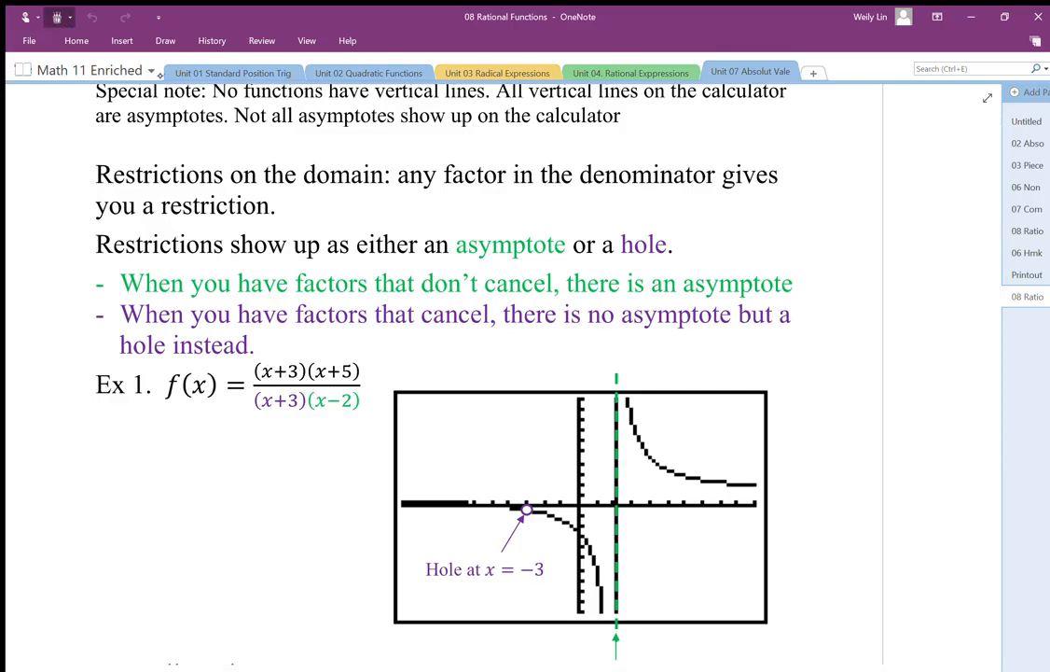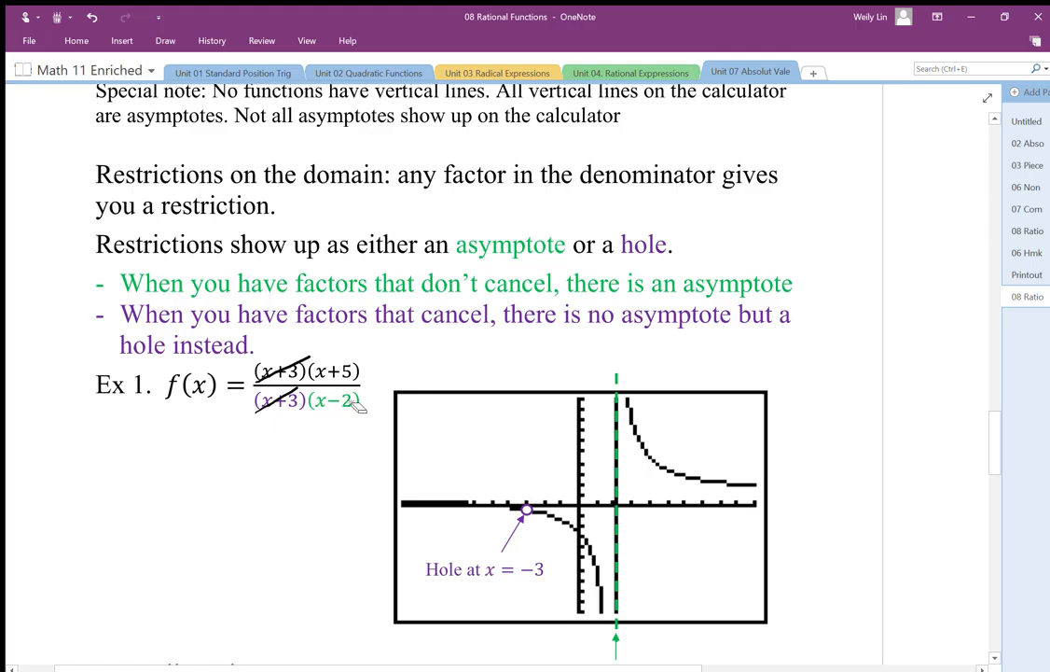What's the difference between these two? When we look at the difference between these two, one factor cancels out, the other factor doesn't. Since when we have factors that don't cancel, there is a vertical asymptote. If the factors cancel, as in this case here, we end up with a hole. Okay, so basically this has no effect on the y value, but it does produce a hole there.